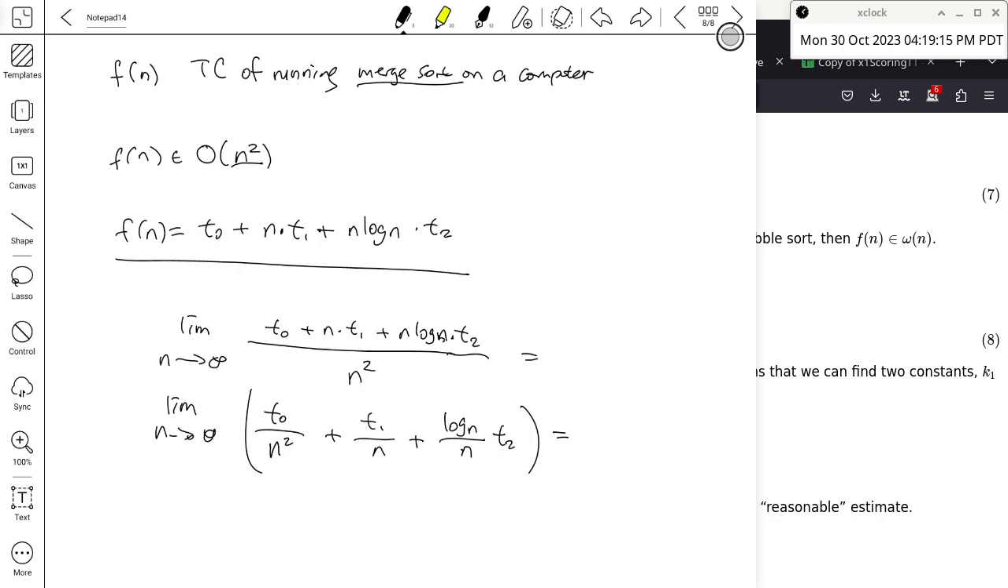n is going to become insanely large. If n is insanely large, n squared is going to be even more insanely large, right? So t0 divided by n squared just disappears. When n is insanely large, t1 divided by n goes away too. Not a problem. What about the ratio of log of n divided by n itself? You just have to think about it.